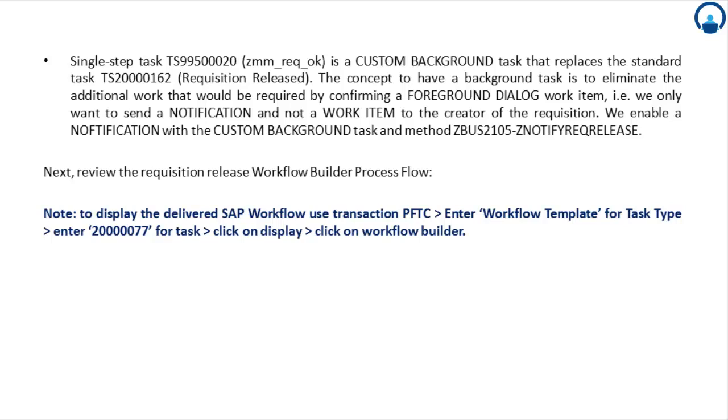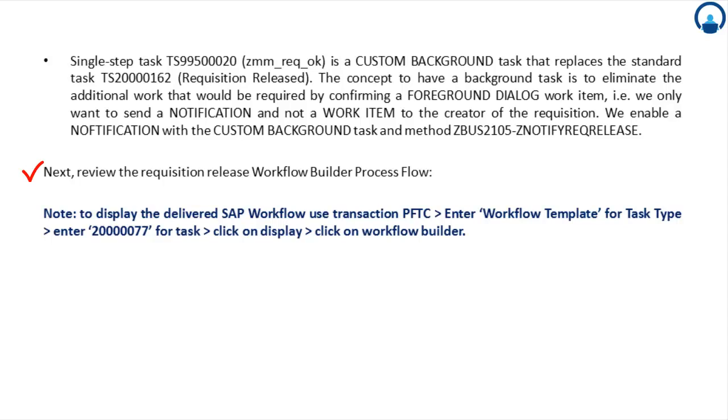The concept of having a background task is to eliminate the additional work that would be required by confirming a foreground dialog work item, when we only want to send a notification and not a work item to the creator of the requisition. We enable a notification with that custom background task, and the method is ZBUS2105 with ZNOTIFY_REQUISITION_RELEASE. So this was the single step task for the custom background task.